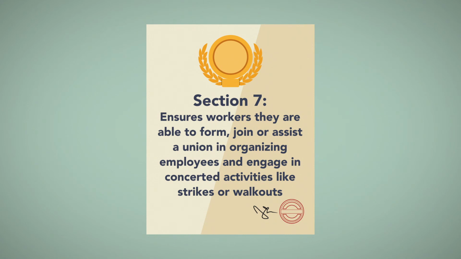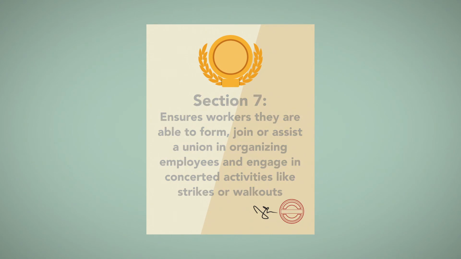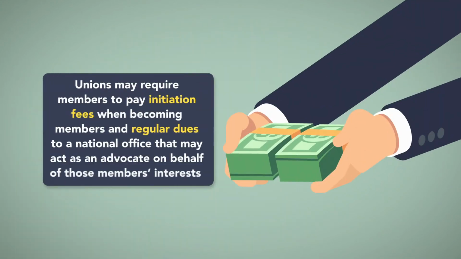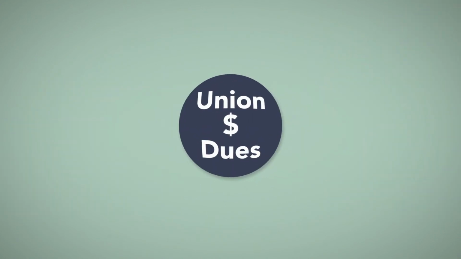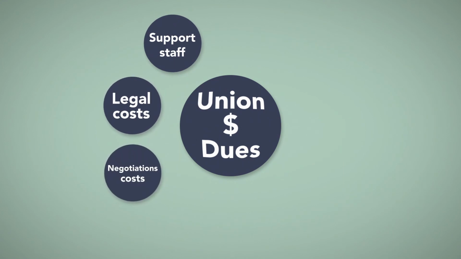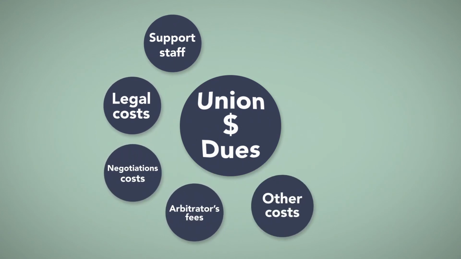To ensure that unions are able to perform the functions for which they were intended, the Act places limitations on employers' abilities to curb union activity. Unions may require members to pay initiation fees when becoming members and regular dues to a national office that may act as an advocate on behalf of those members' interests. Union dues support the operating costs of the local unions, including the resources necessary to fund support staff, legal costs, negotiation costs, arbitrators' fees, and other costs.